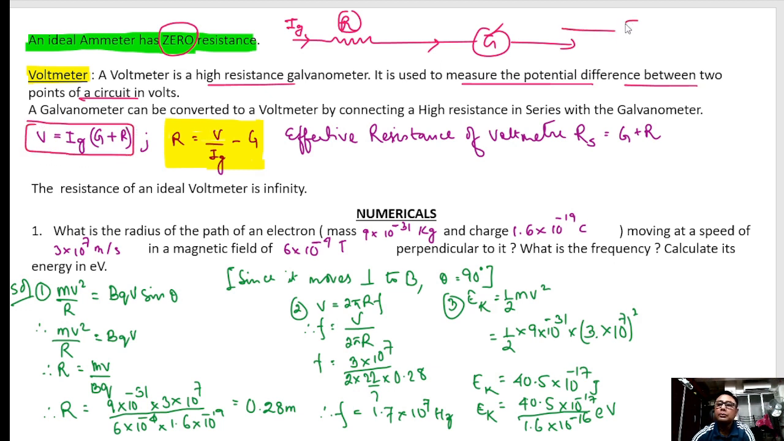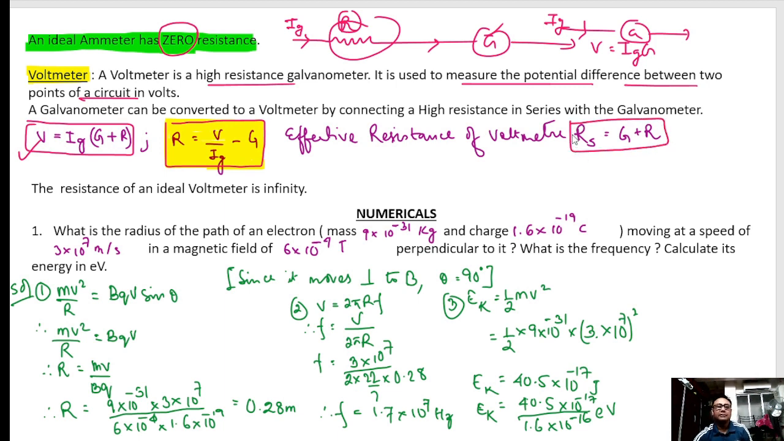Initially it could measure a potential of only Ig into G. And now we used a high resistance, so we can measure a larger potential. This is the value of the high resistance which we have connected. The total resistance is this, because it is connected in series. An ideal voltmeter has infinite resistance. For an ammeter, the ideal ammeter has zero resistance, and for a voltmeter, an ideal voltmeter has infinite resistance. Clear?